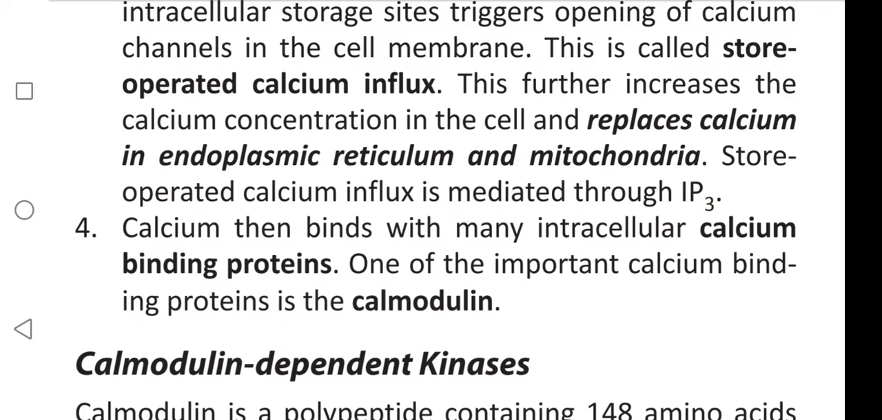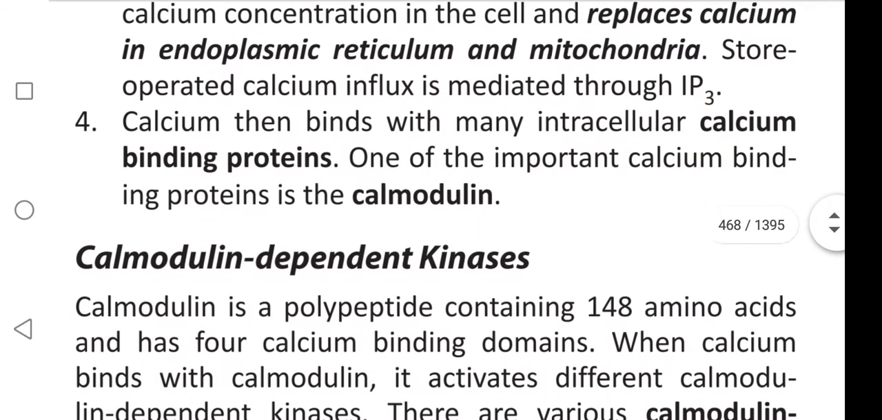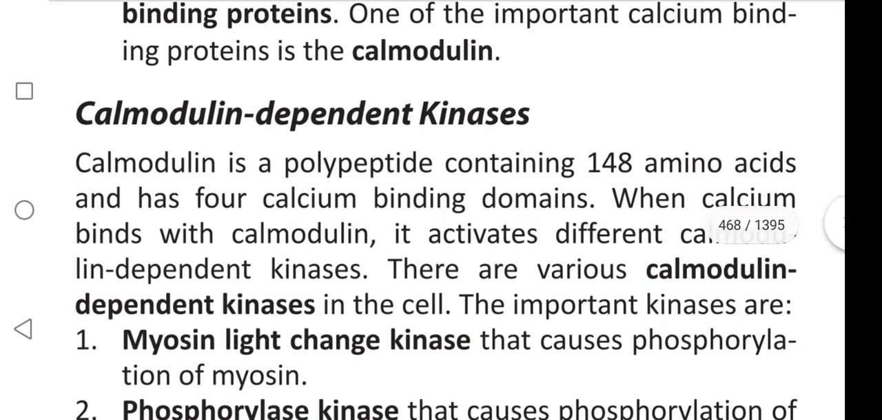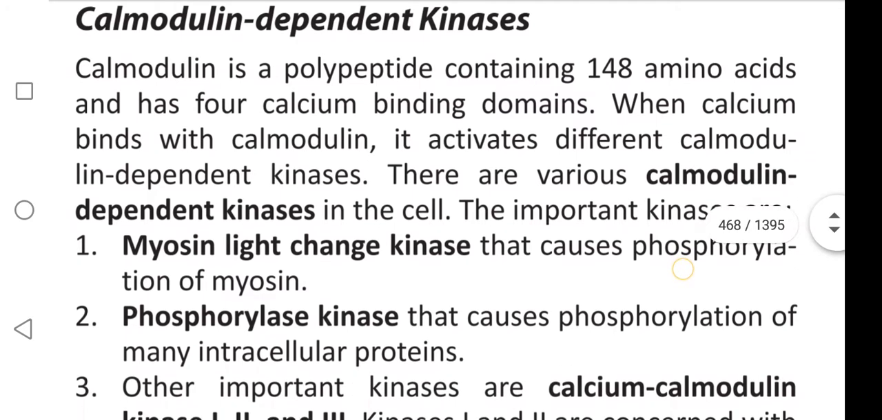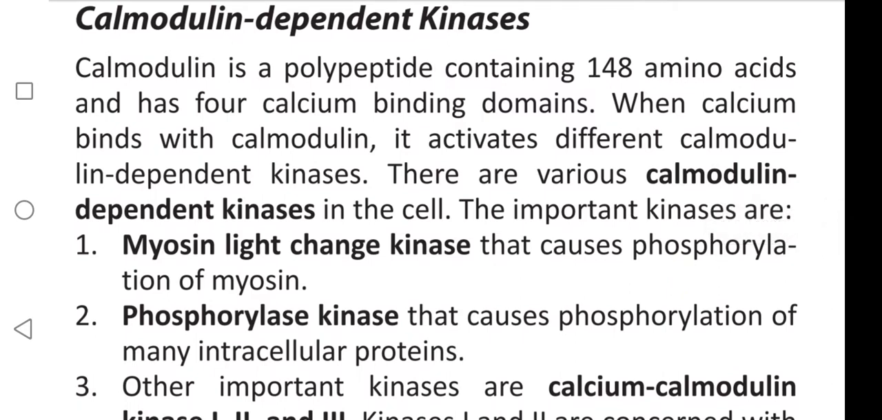Store-operated calcium influx is mediated through inositol triphosphate. Calcium then binds with many intracellular calcium binding proteins. One of the important calcium binding proteins is calmodulin. Calmodulin dependent kinases: calmodulin is a polypeptide containing 148 amino acids and has 4 calcium binding domains. When calcium binds with calmodulin, it activates different calmodulin dependent kinases.